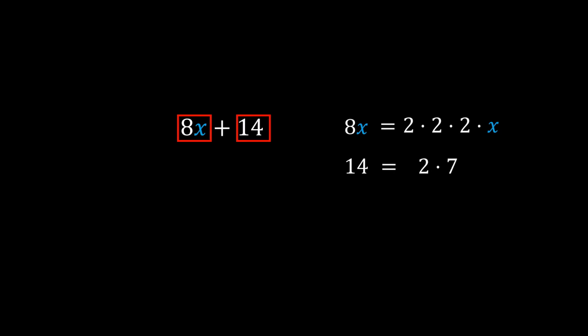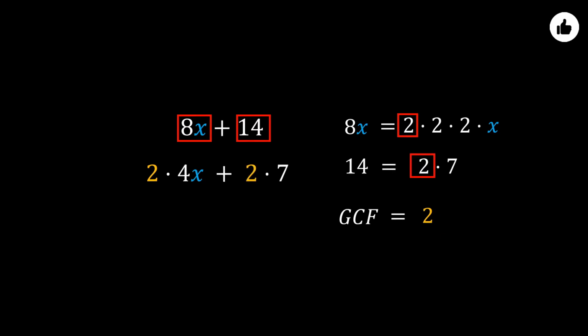The two terms don't have any variables in common, but they do have the number 2 in common, so the greatest common factor is 2. Now that we have the greatest common factor, we can write 8x as 2 times 4x, and 14 can be written as 2 times 7. We then can factor out 2 from each term to get the factored form 2 times (4x plus 7).